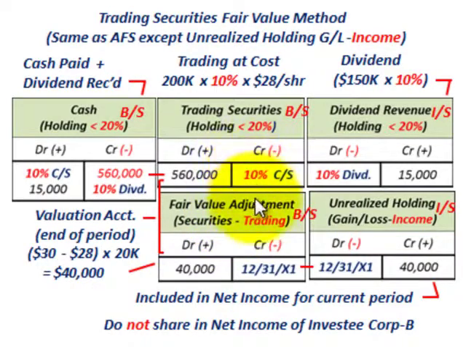We have to keep track of our securities, either trading or available for sale, based on their fair value, and any changes to our adjustments get either an unrealized holding gain or loss. For available for sale, they went into the equity. Trading securities, they go into the income statement. Okay, so that'll take care of using this fair value method, looking at our trading securities versus our available for sale securities.